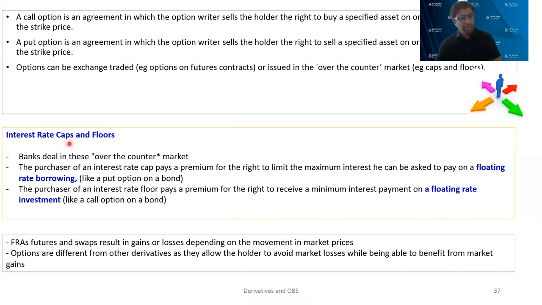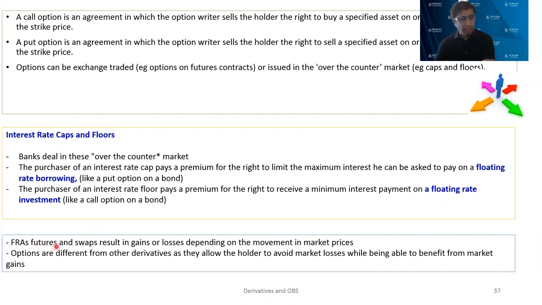Now, this we call the floors. Let's talk about the caps. The caps apply to borrowers. So if you are borrowing and you want to hedge the change in the interest rate, you put a cap, which means the maximum you can pay is 7%. So if the interest rate goes over 7%, 8%, 9%, you have to exercise the option. That is the maximum you can actually pay, which means if there is anything beyond that cap, the counterparty will pay you. And this is how the options work.